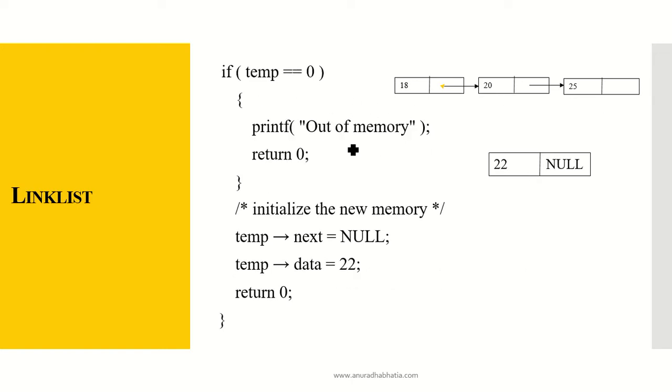If temp is equal to 0, it says print out of memory, else temp pointer, you see that in the previous slide I've put that this points over here, so this is my temp. So temp pointer next is equal to null, so this becomes null, and temp pointer data is equal to 22, so this is added. Now this becomes my final linked list. This is how you add a node at the end of a linked list.